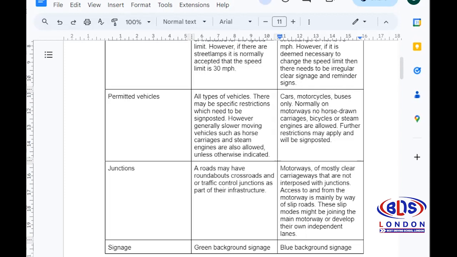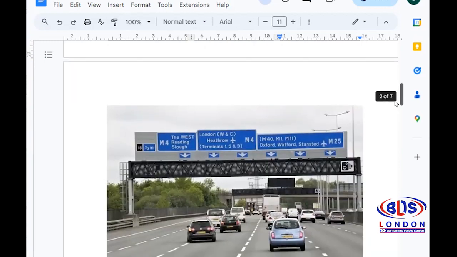The signage on a motorway has a blue background, and on an A route has a green background. So that's the information signs and everything else. It's blue or it's green.